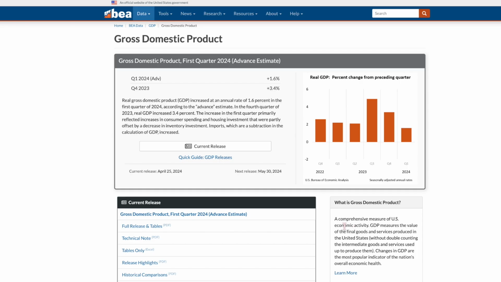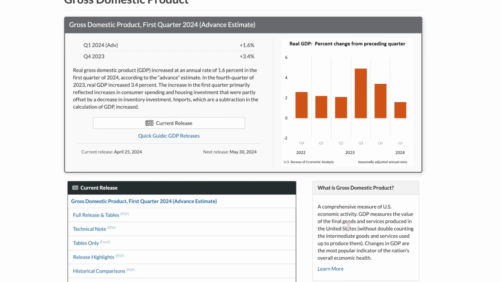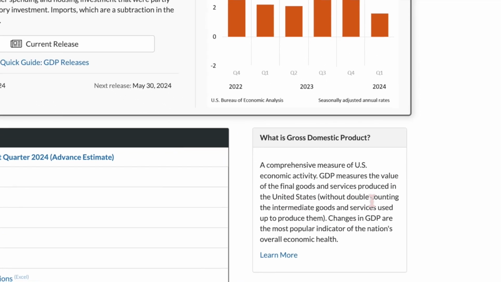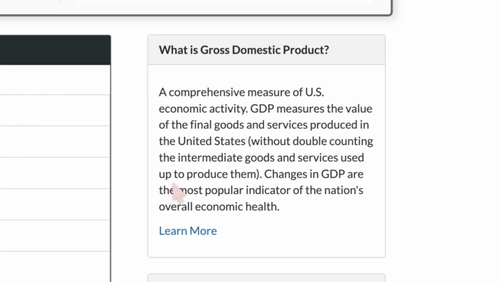GDP, as defined by the Bureau of Economic Analysis website, which is the official website in the US, is a comprehensive measure of US economic activity. GDP measures the value of the final goods and services produced in the United States without double counting the intermediate goods and services used to produce them.